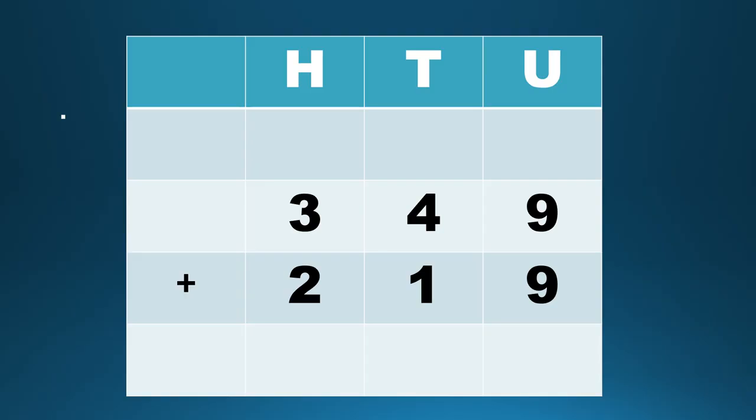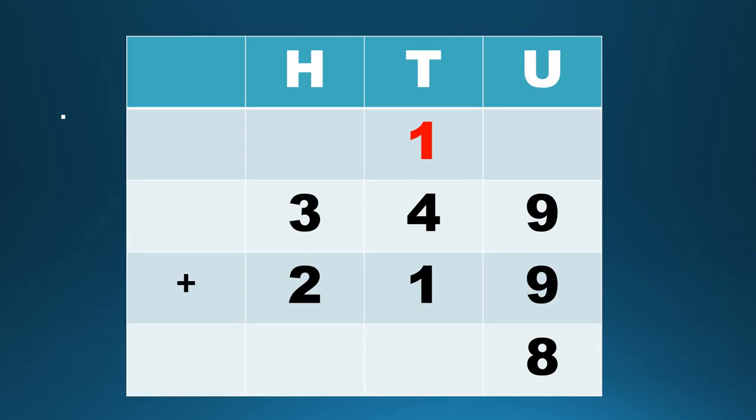Let us now add 349 plus 219. What is 9 plus 9? We begin by adding from the units place. You are correct. The answer is 18.